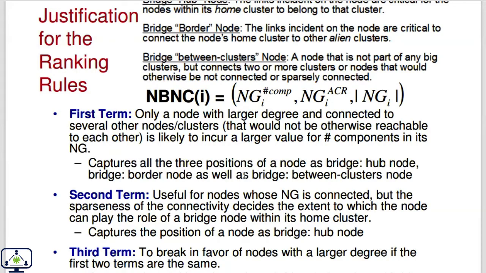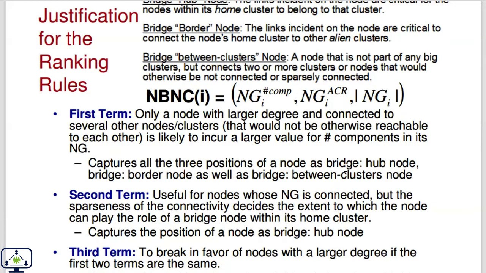So if you remove that node and the neighbors get disconnected into different components, then it means it can also function as a border node. And then again, it provides connectivity across clusters. If the neighbors are part of different clusters, then it provides connectivity between the two clusters of the neighbor nodes. So the first entry is capturing, in essence, all these three.